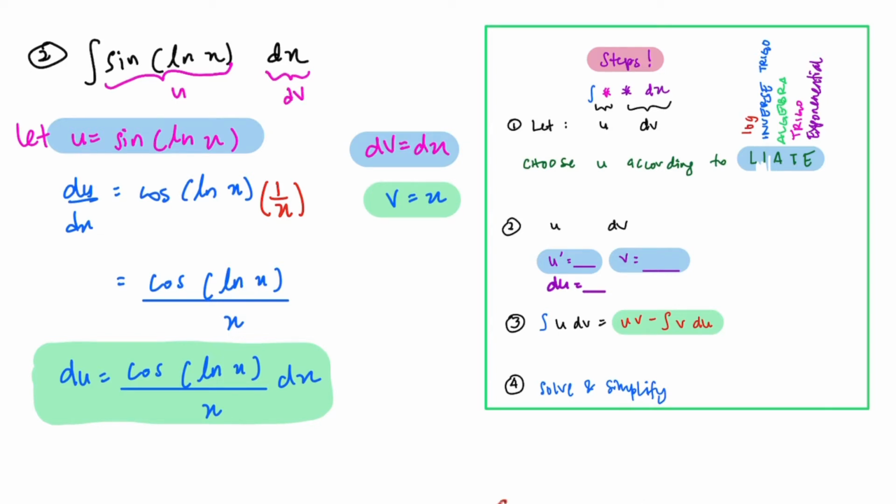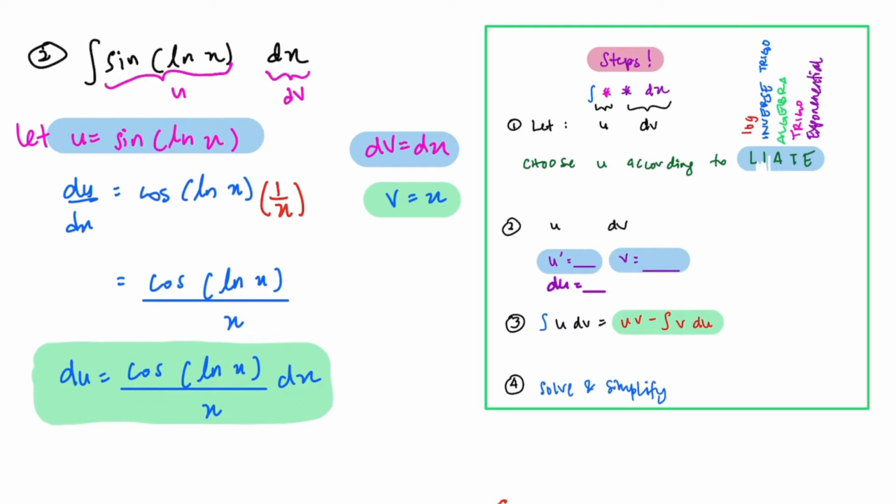Let u equal sine of ln x, and your dv is equal to dx. Let's differentiate this. du over dx is equal to, so this should be chain rule. We have a composite function, a function inside another function. So let's do chain rule: differentiate outside and then further differentiate inside. Differentiate sine of ln x is just cos of ln x, and further differentiate inside, this is just 1 over x. Let's multiply this together. Therefore, du is equal to cos of ln x over x dx.